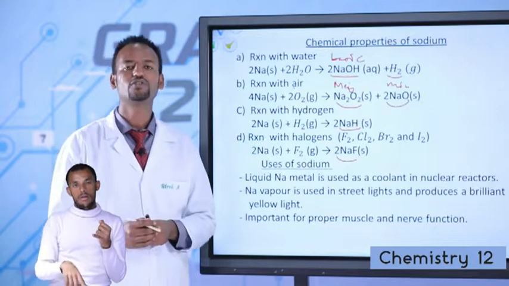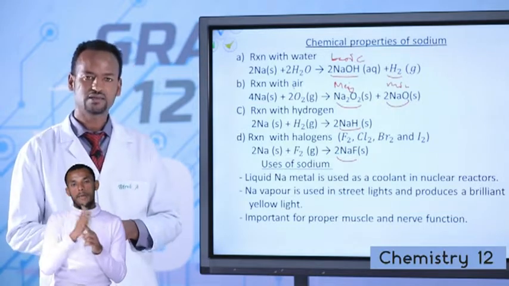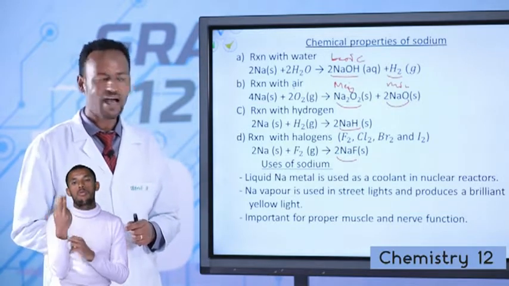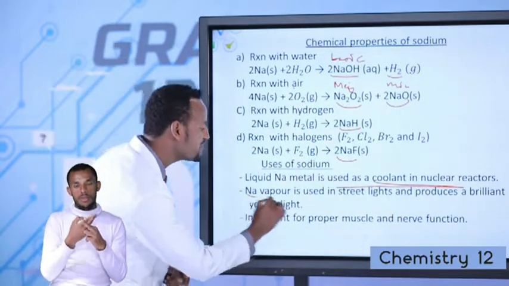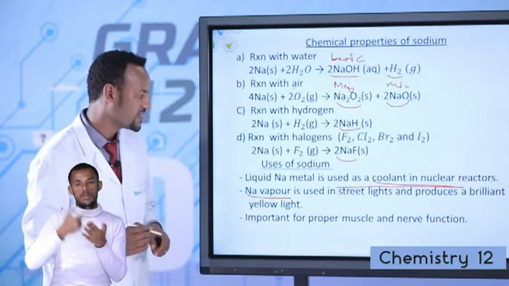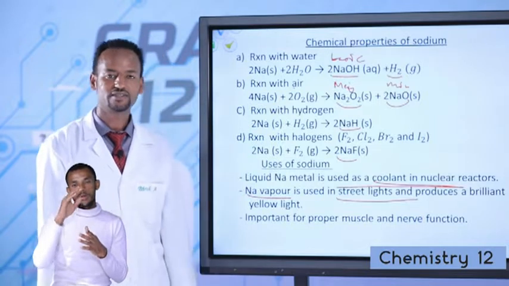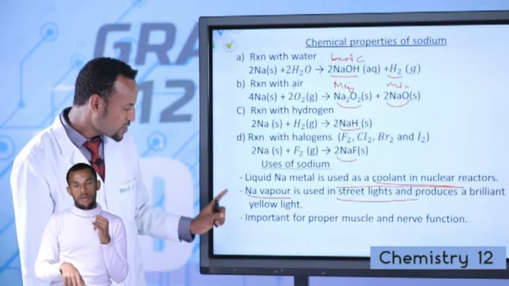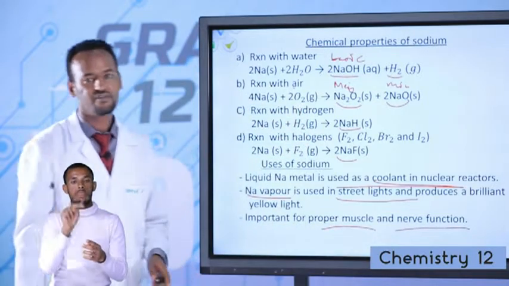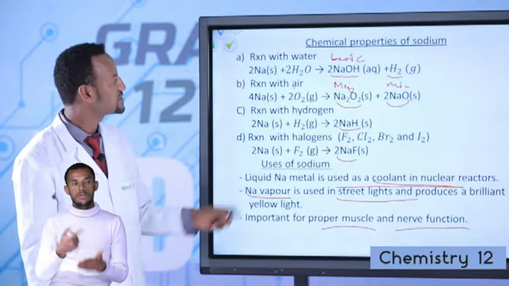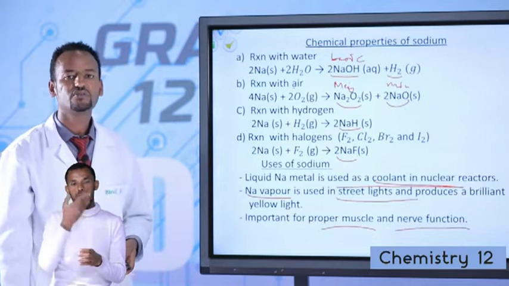Finally, the uses of sodium. Liquid sodium metal is used as a coolant. Liquid sodium is very important as a coolant for nuclear reactors. Again, sodium vapor, sodium in the form of gas, is used in street lights and produces a brilliant yellow color. Finally, sodium is very important for proper muscle and nerve function. This is all about the extraction, uses, and chemical properties of sodium.